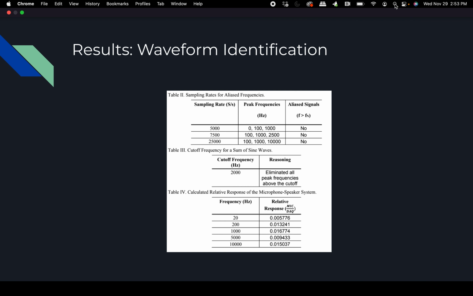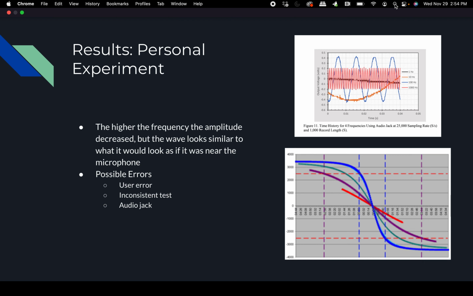Table 3 went on to test the cutoff frequency for a sum of sine waves, which we got as 2000 hertz, and anything above that 2000 hertz, we realized that there would be a cutoff. And then we calculated the relative response of the microphone system. We did that by taking the power from the microphone at each tone frequency and the power at the same tone frequency recorded from the DAC. And then finally, getting to my own personal experiment.